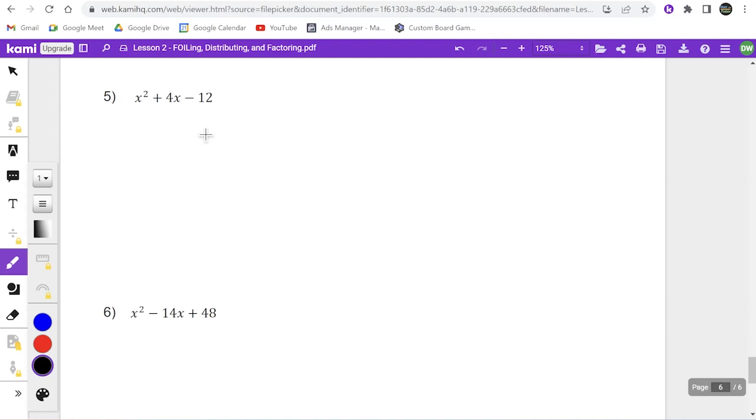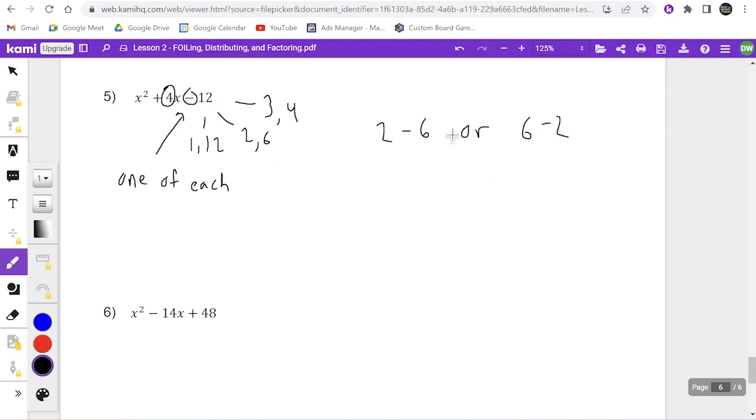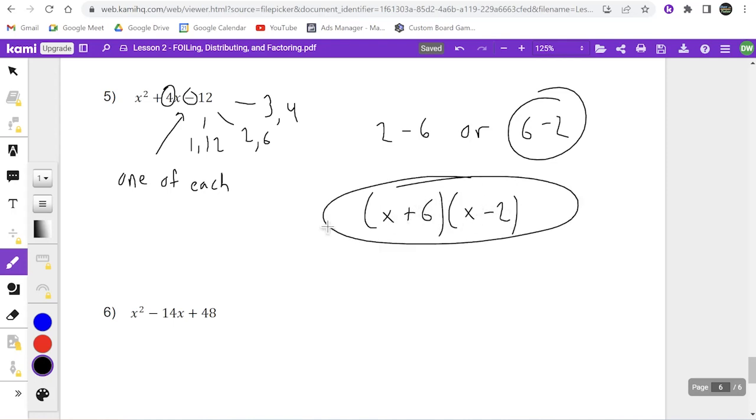Hopefully you got close. So first, factors of 12. You got 1 and 12. You got 2 and 6. And you got 3 and 4. The fact that this is minus means it's one of each, and you're going to be subtracting. You need to subtract to a positive 4 in the middle. So 1 minus 12 is 11. Wrong. 2 minus 6 is 4. Yep, it's that one. Now it's either 2 minus 6 or it's 6 minus 2. And since we want positive 4, it's going to be 6 minus 2. So the answer is x plus 6 times x minus 2. And there we go. Hopefully you got that right. Any questions?